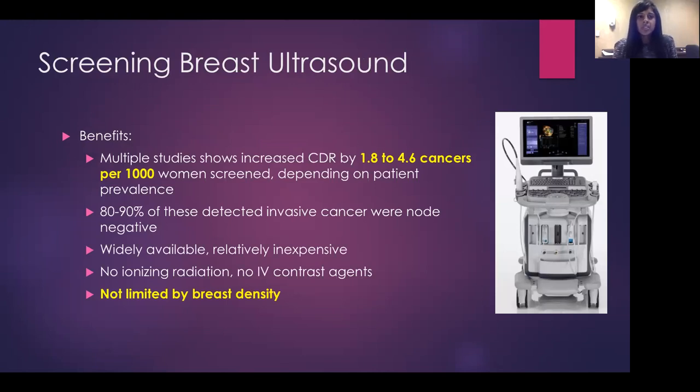This has been shown across multiple studies to show an increased cancer detection rate of 1.8 to 4.6 cancers per 1,000 women screened. And they've found that these detected cancers are being found early while they're still node negative. Ultrasound in general is widely available. It's relatively inexpensive. It does not have any radiation. It doesn't require any IV contrast. And it is not limited by breast density.